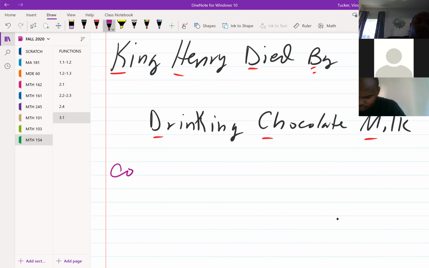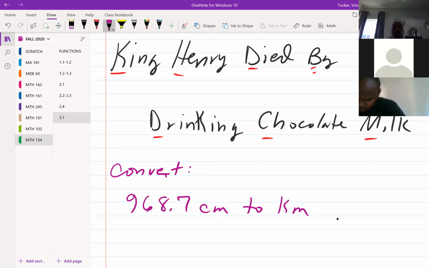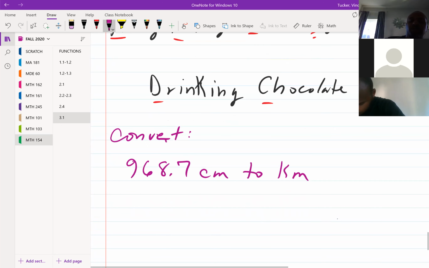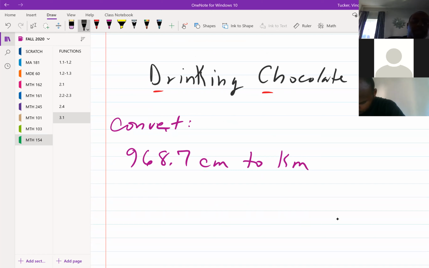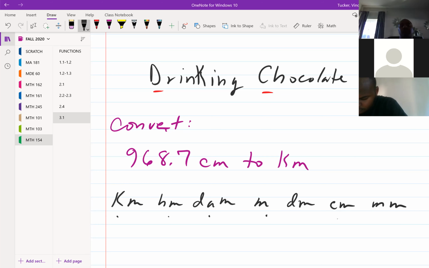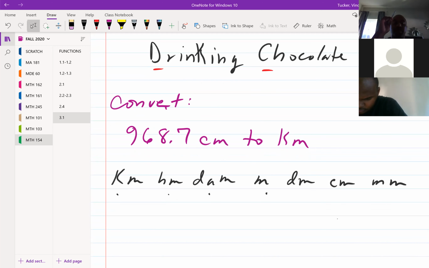All right, so if I wanted to convert, let's go centimeters. So 968.7 centimeters to kilometers. I will look at my measurements. Kilometers, hectometers, decameters, meters. So that's King Henry died by, your base is meters. Drinking, that's decimeters, chocolate, centimeters, and then millimeters, milk. So I'm in centimeters and I want to go to kilometers.